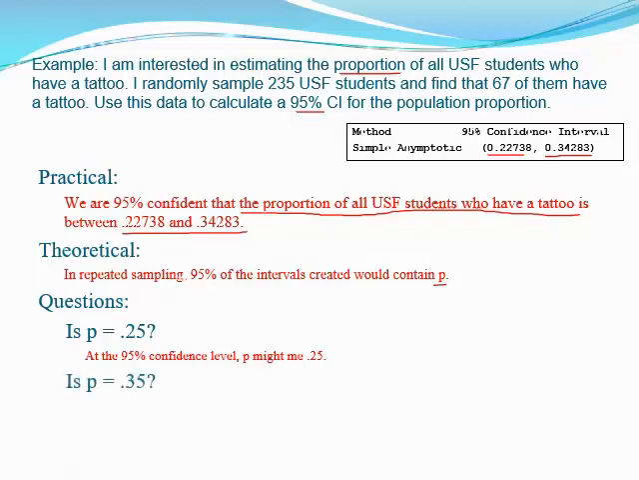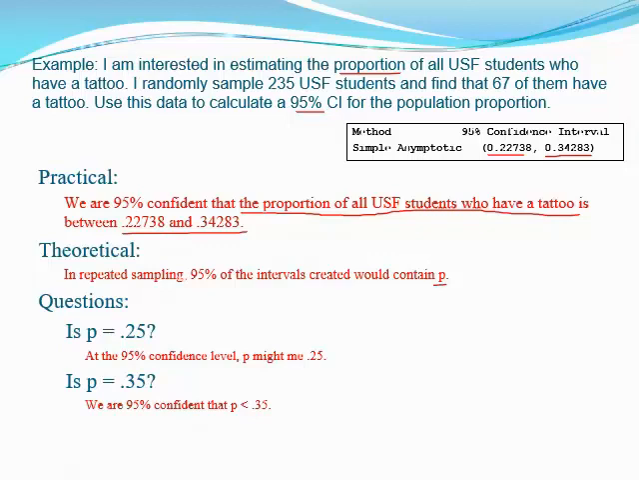Is P equal to 35% or 0.35? Notice every single value in the interval now is below that value, and so I'm going to make a strong statement and say we are 95% confident that P is less than 35% or 0.35. Is P equal to 20%? Same idea. We are 95% confident P is greater than 20%.